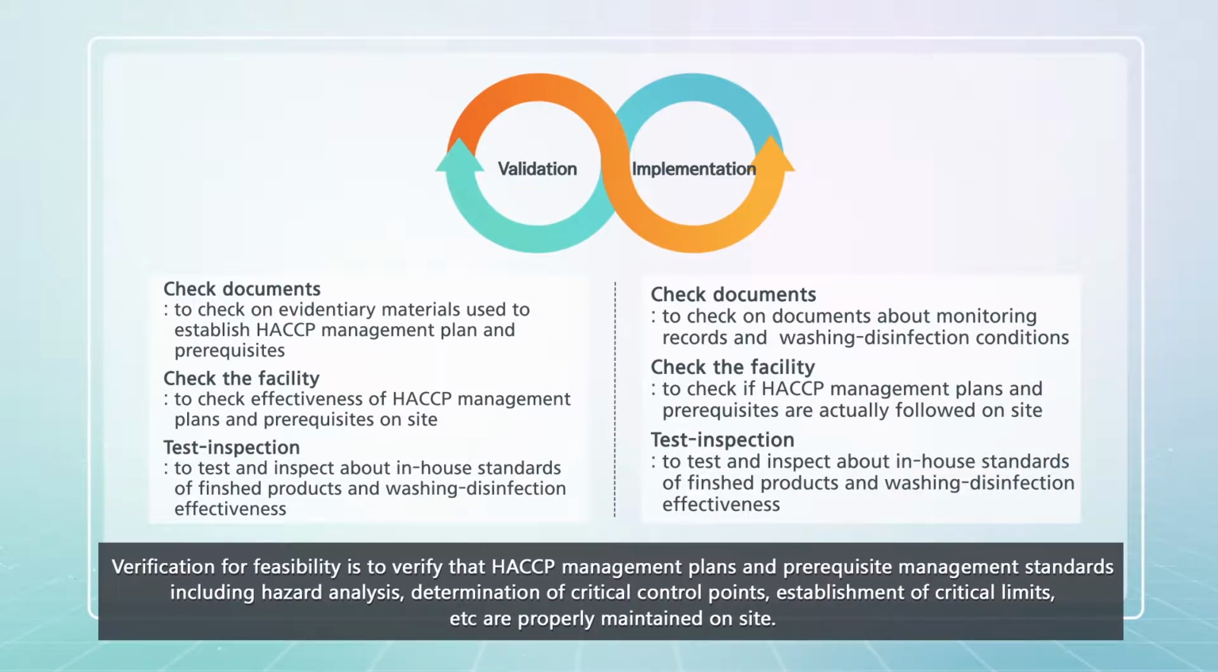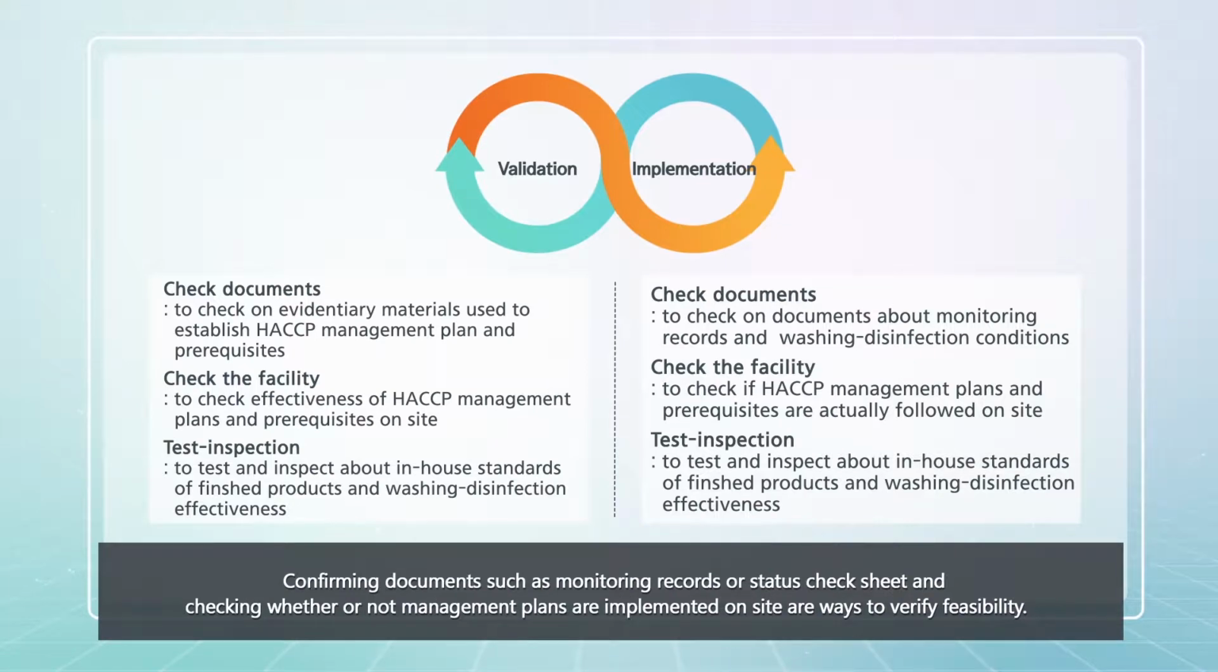In this procedure, scientific verifications, such as standards inspections for end product, cleaning disinfection, etc., are conducted. Verification for feasibility is to verify that HACCP management plans and prerequisite management standards, including hazard analysis, determination of critical control points, establishment of critical limits, etc., are properly maintained on site. Confirming documents, such as monitoring records or status check sheets, and checking whether or not management plans are implemented on site are ways to verify feasibility.